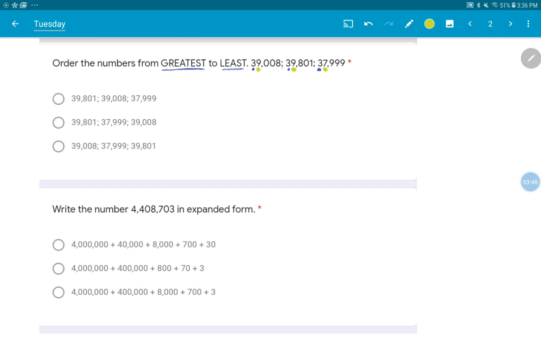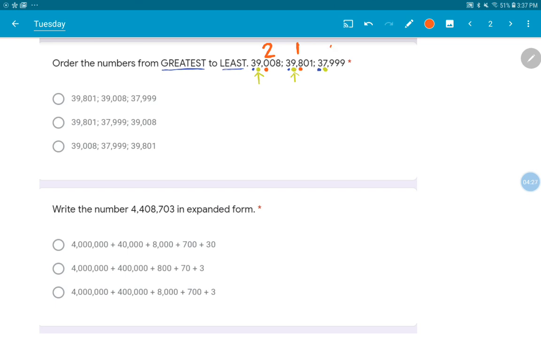Since I'm going from greatest to least, I know that my 2 with a 9,000 are going to be the largest 2. But I've got to figure out which one of those is greater. So I'm going to move on to my hundreds place value. I have 0 hundreds and I have 8 hundreds. So I know that this number, 39,801, is the greatest because 8 hundreds is more than 0 hundreds. So this will be the next greatest.